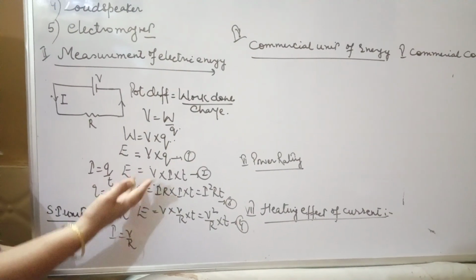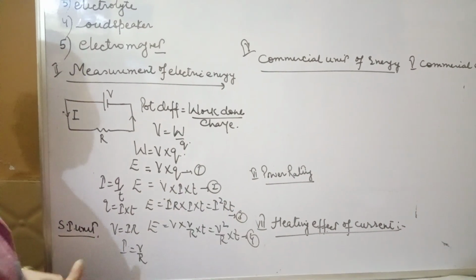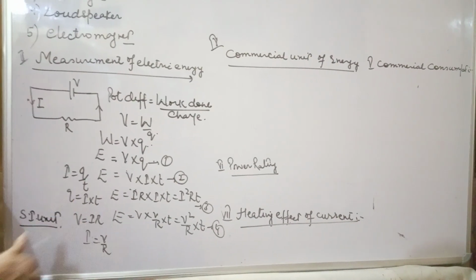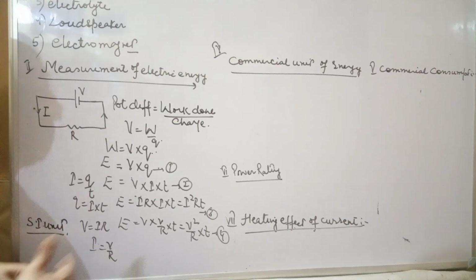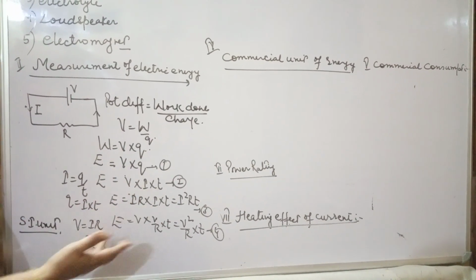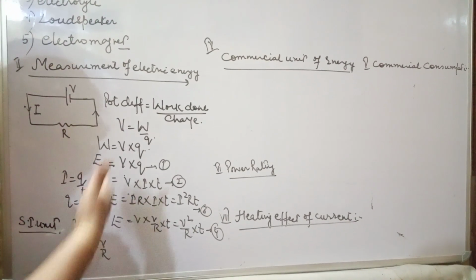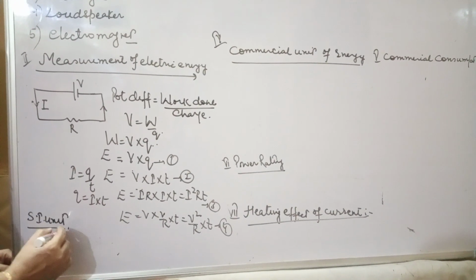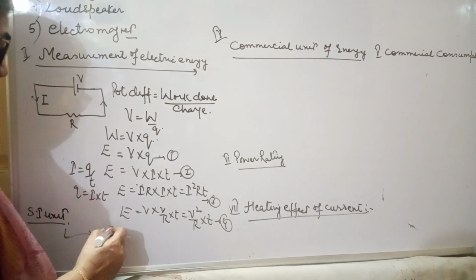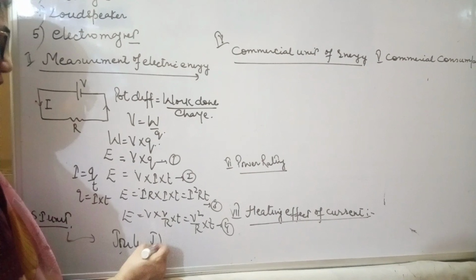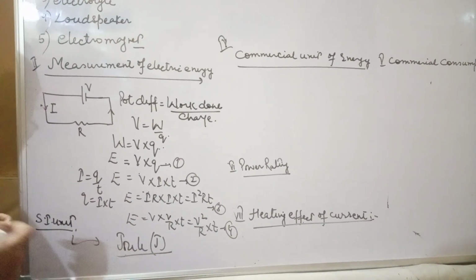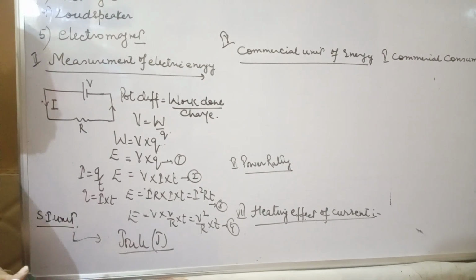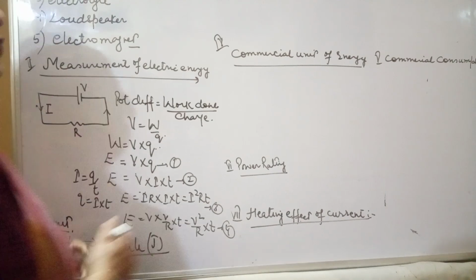Suppose in a numerical, current, resistance and time are given, then we will use I square RT. If potential difference, resistance and time are given, then we find E is equal to V square upon R into T. That means, depending upon the situation, which variable is given, and according to our requirement, we can use any formula. Next, the SI unit of energy. You studied it in the second topic: Joule. Whatever the type of energy, electrical, magnetic, heat, nuclear, any energy, we always use the SI unit Joule.